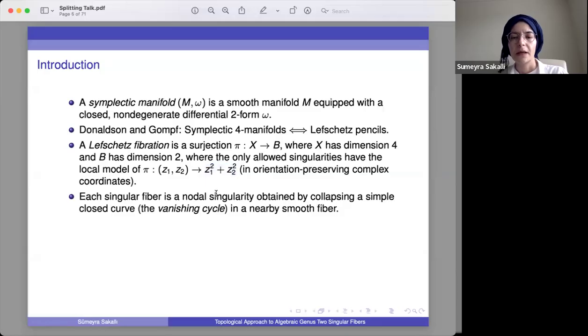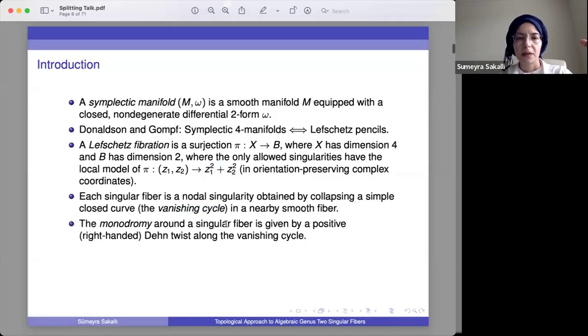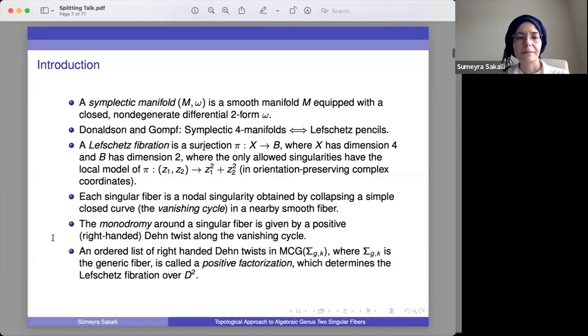And how do we obtain them? We obtain such singularities by collapsing a simple closed curve in a nearby smooth fiber. And we call them the vanishing cycles of the fibration. And the monodromy around a singular fiber is given by a positive Dehn twist. Positive means right-handed Dehn twist along the vanishing cycle. So these are basically self-diffeomorphisms of your smooth or generic fiber. And an ordered list of right-handed Dehn twists in the mapping class group is called a positive factorization. And these positive factorizations determine the Lefschetz fibrations over the 2-disk D2.